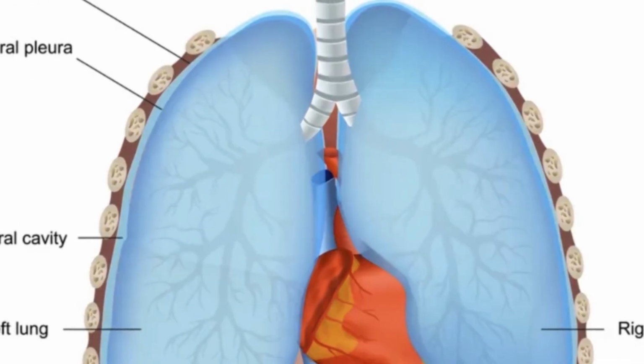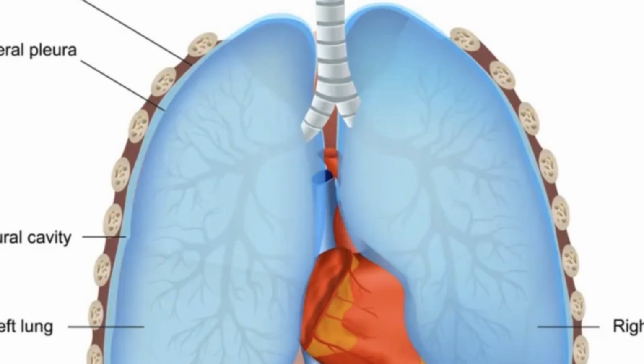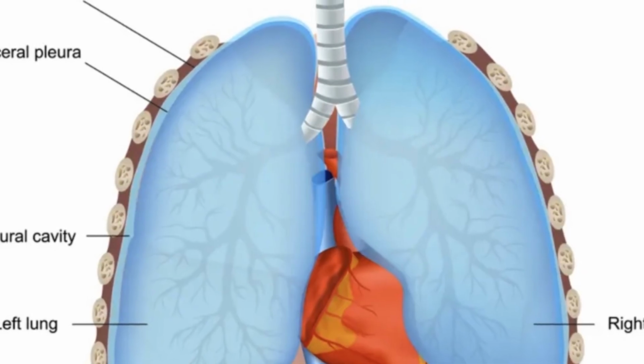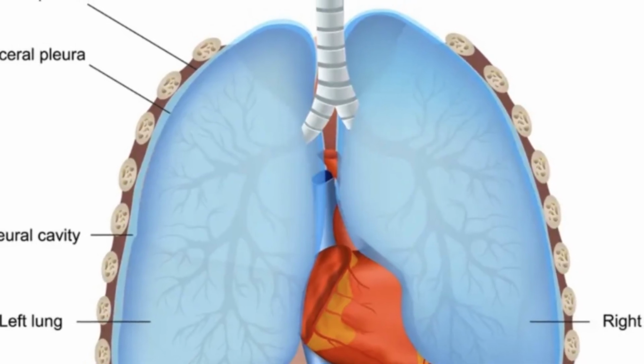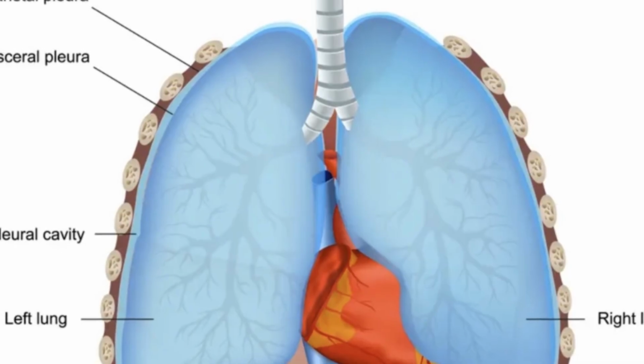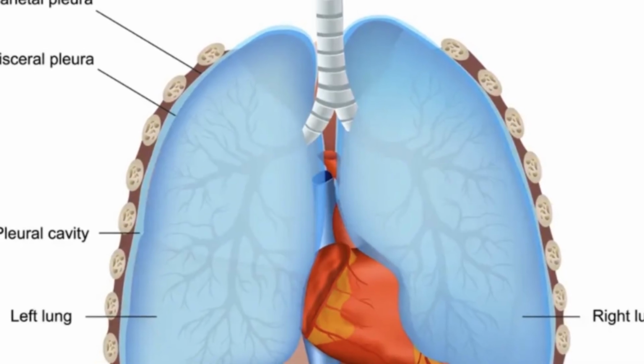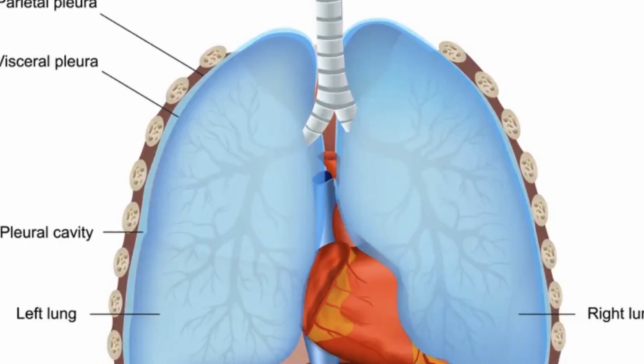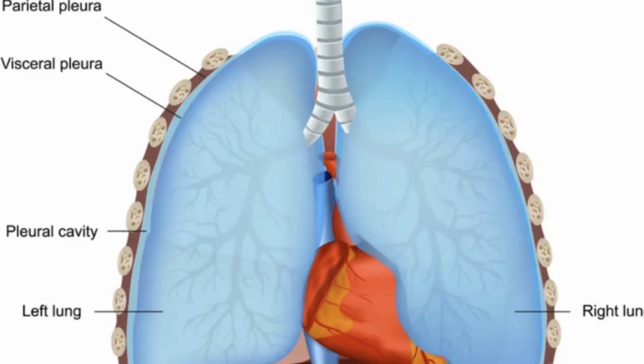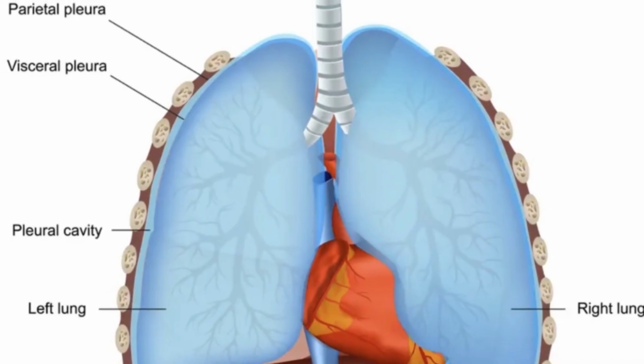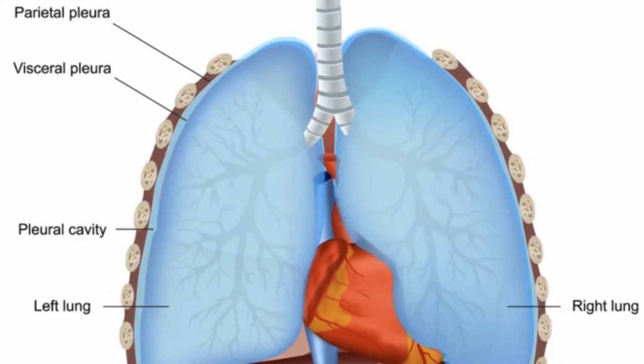Ipsilateral means the same side, left arm and left leg. Contralateral means the opposite side, left brain controlling the right arm. And bilateral means both sides of the body. These terms describe the location of structures or actions relative to the body's midline, with ipsilateral focusing on one side, contralateral on the other, and bilateral on both sides.